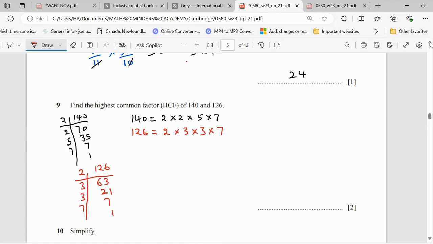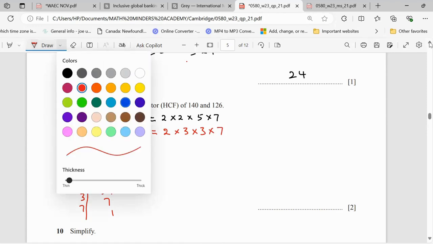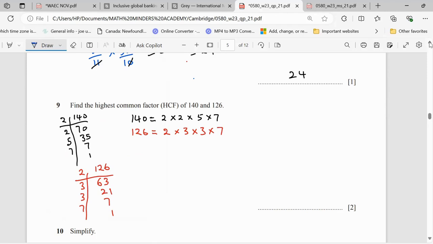So now we are going to pick out numbers that are common here. Of course, our HCF is going to look at 2. This 2 is common. What else is common? 7. 7 is common in both multiplications. So we are just going to pick one of the 2 and one of the 7. And that gives us 14. So we have 14 here.